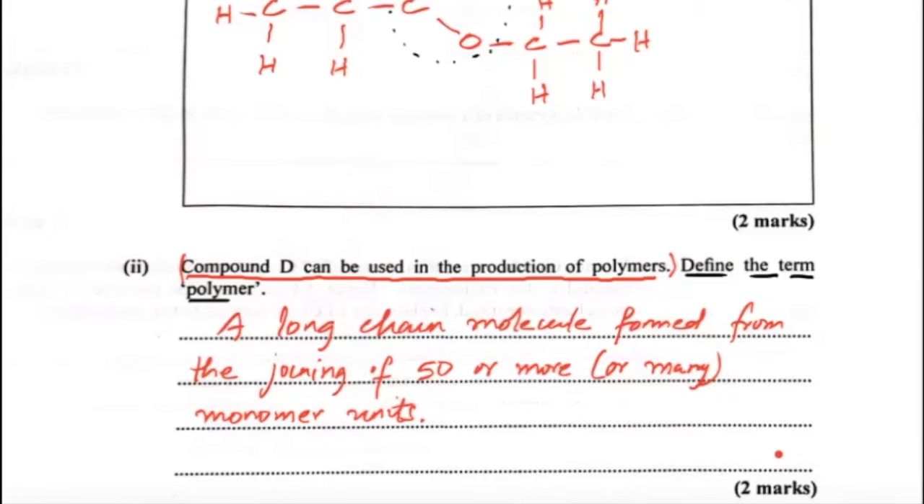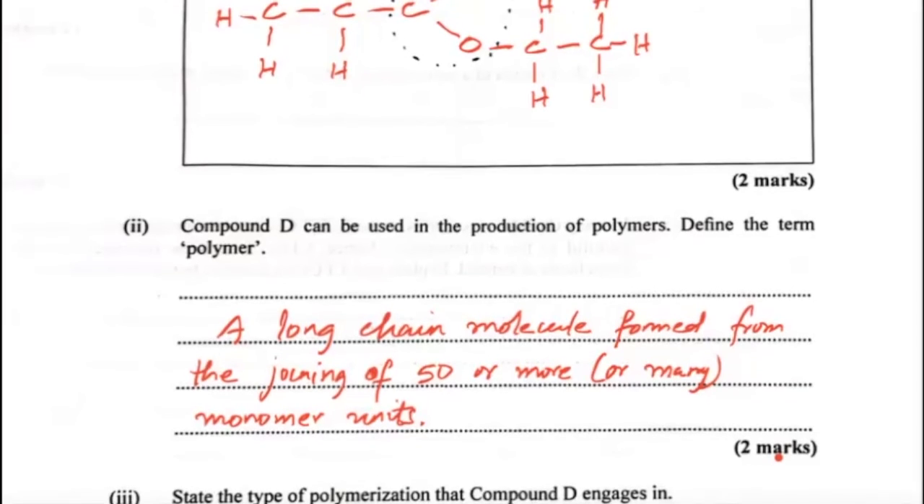So a polymer is a long chain molecule that is formed from the joining of at least 50 monomer units. So it's 50 or more monomer units. Some books will tell you many monomer units. So that will give us our 2 marks.